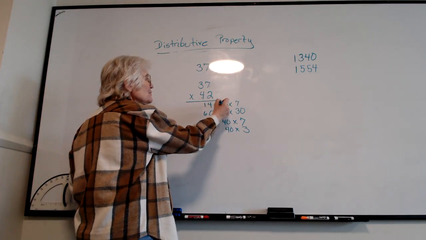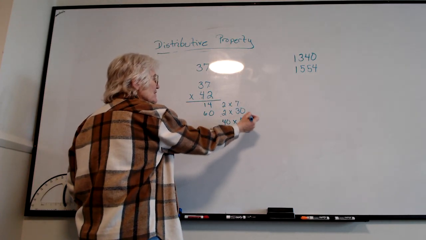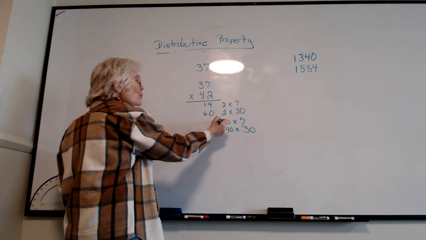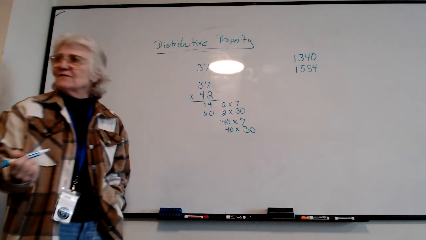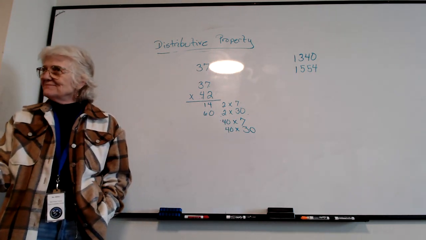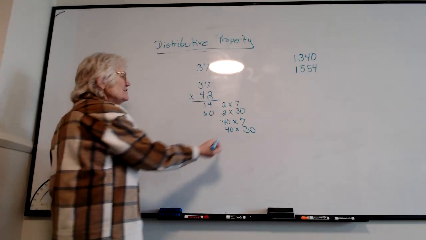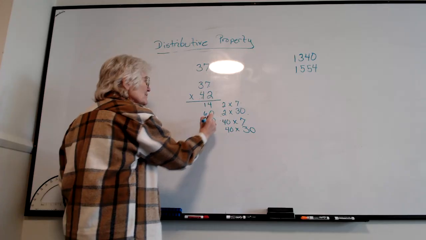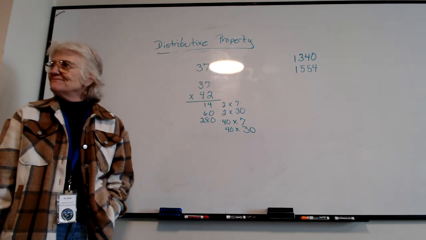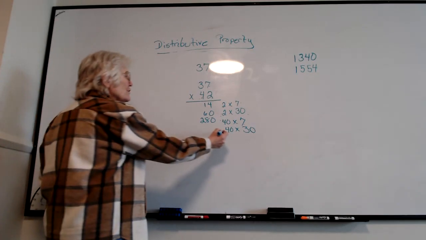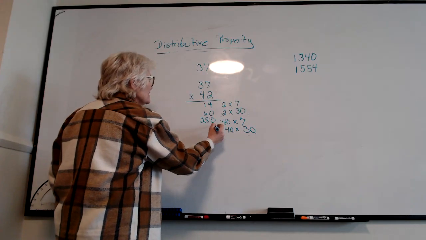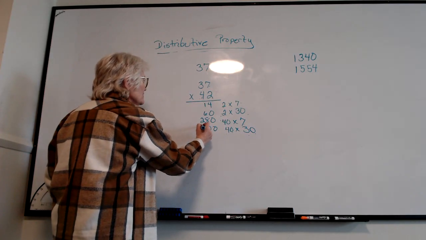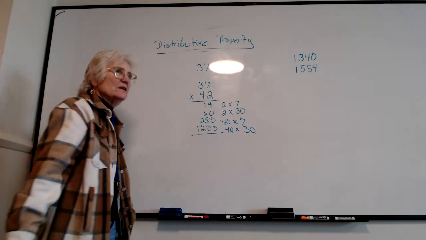So here's the 2 being multiplied by both the 7 and the 30. Here's the 40 being multiplied by both the 7 and the 30. Okay. Single digit. 4 times 7 is 28 with a 0, 280. Okay. 4 times 3 is 12, 2 zeros. 1, 2, 1, 2. Add them all up.